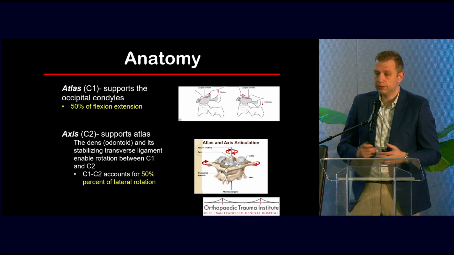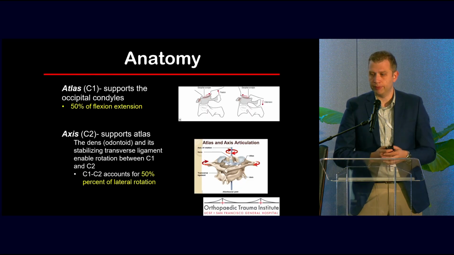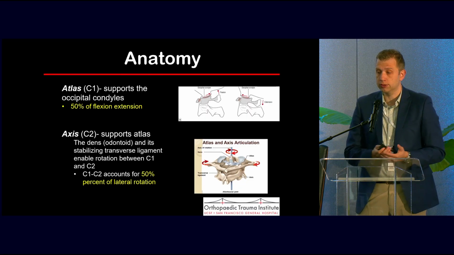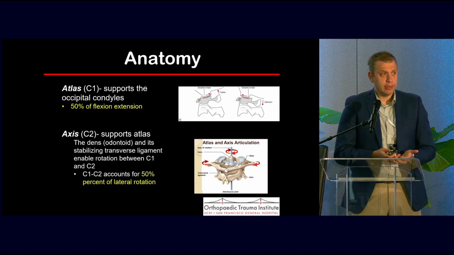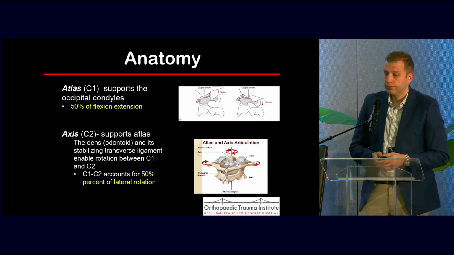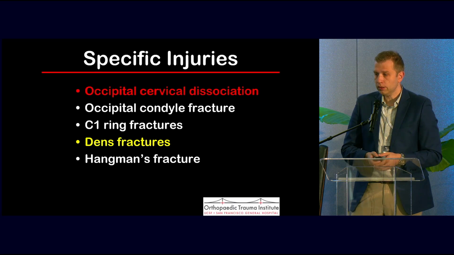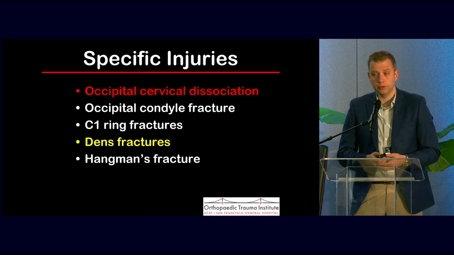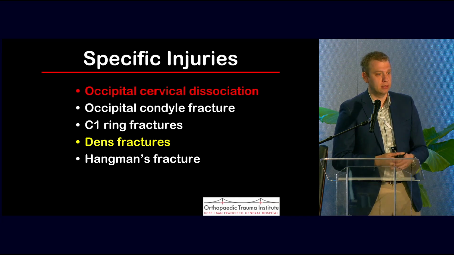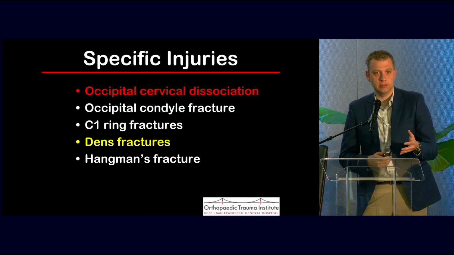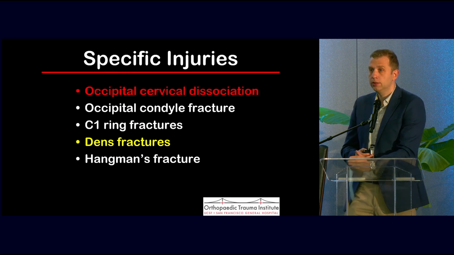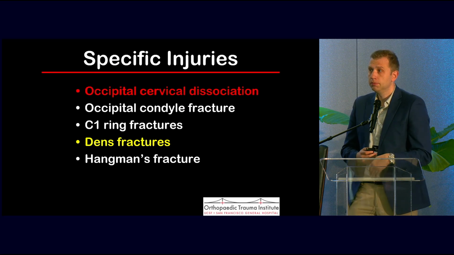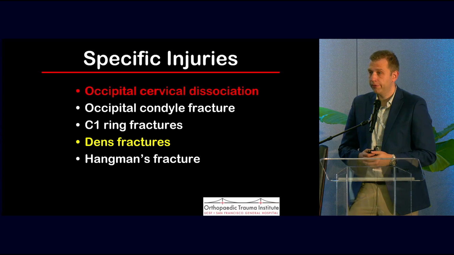So we'll start with the upper cervical spine. The atlas supports the occipital condyle and is responsible for 50% of flexion and extension. The axis supports the atlas, which is the dens, and accounts for about 50% of the lateral rotation. Specific injuries to that level include occipital cervical dissociations, which cannot be missed. We've only really started getting literature on these patients in the past 30 years, just because, frankly, they wouldn't make it to the hospital alive.